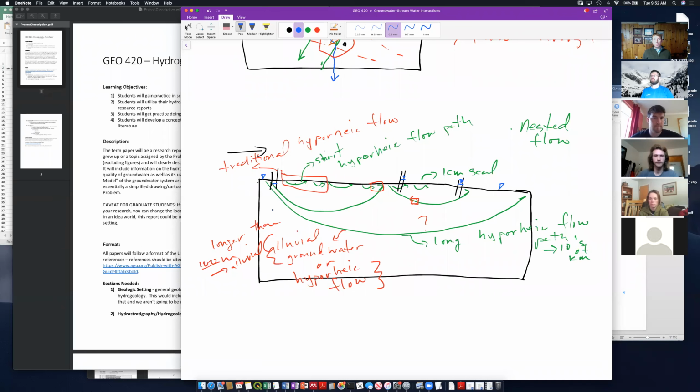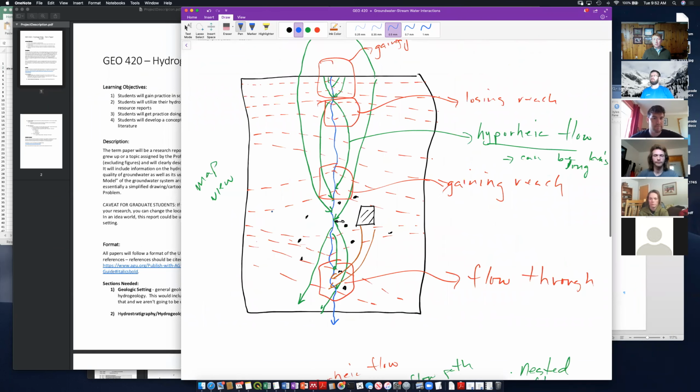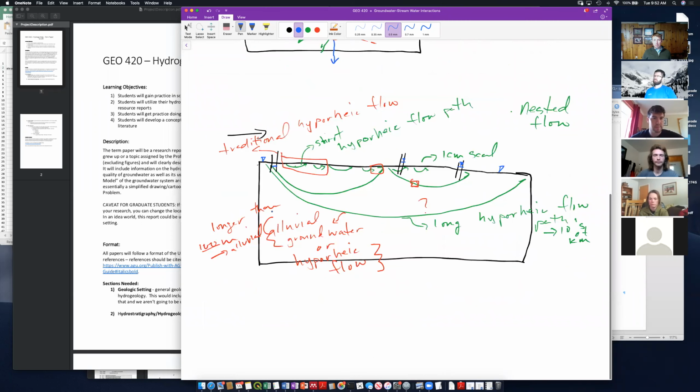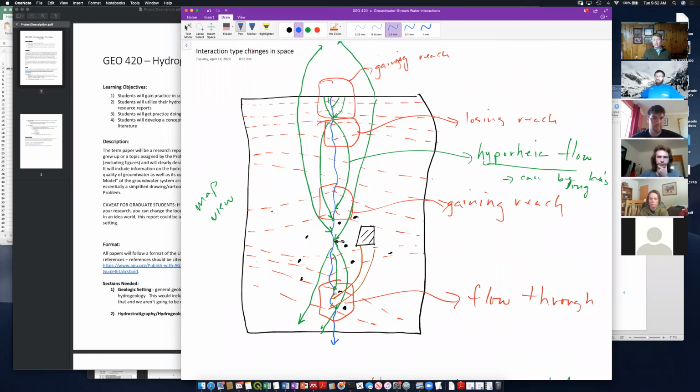All right, so I will post homework today, homework 5, and then Thursday we're going to start talking about how we characterize these systems. The first thing we're going to do is talk about drilling and drilling methodology and what we can get from looking at and logging drill cores to help us answer these kinds of questions.